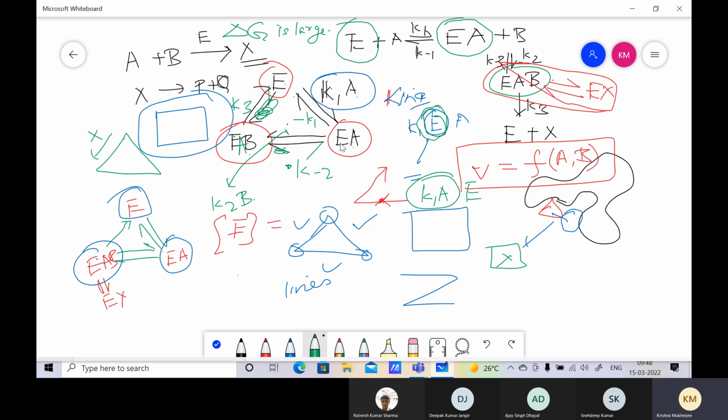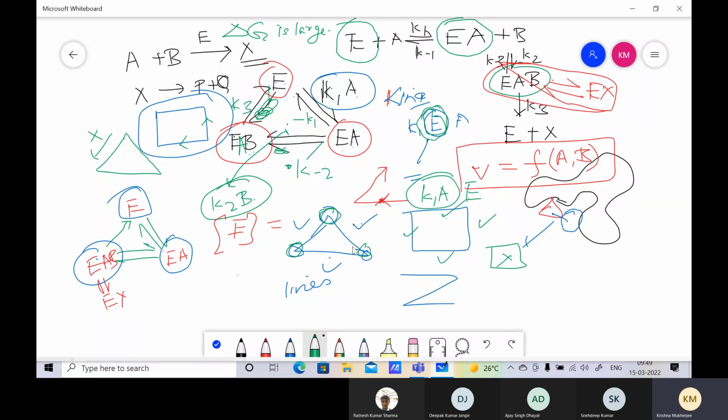EA to EAB adds the B, so we have K2B forward, the reverse is K minus 2. And here this is K3, that is all. So now the first rule is that you write all these fluxes, all the edges, in terms of first order reactions or pseudo first order reactions, and the nodes making these edges will consist of lines only from the master plan. Only the edges that are there in the master plan will be used.